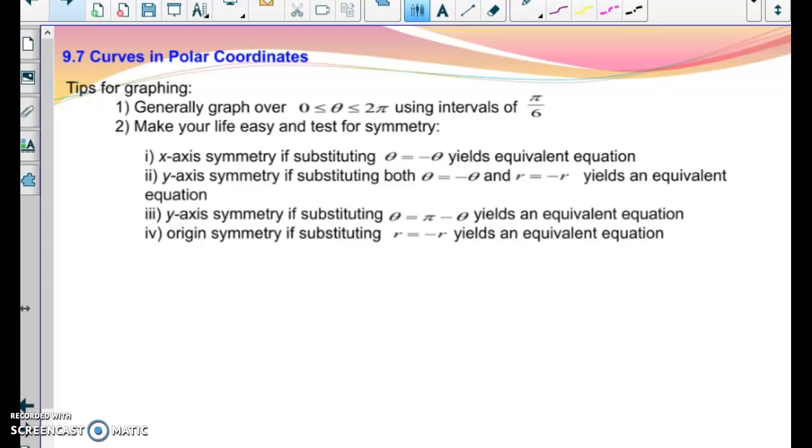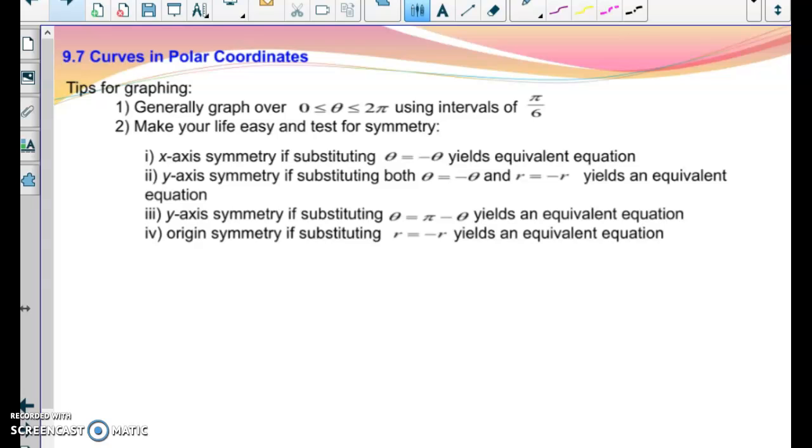Generally graphing from 0 to 2 pi using intervals of pi over 6. Make your life easy and test for symmetry, so you don't have to test so many points. If you have symmetry, you can test half as many points and still get the same graph. For x-axis symmetry, if you substitute negative theta in for theta, you're going to yield the same equation.